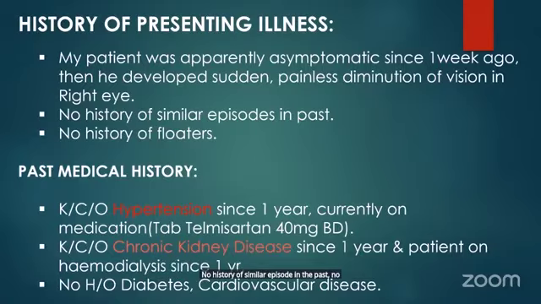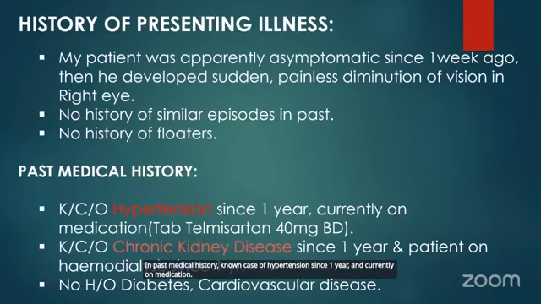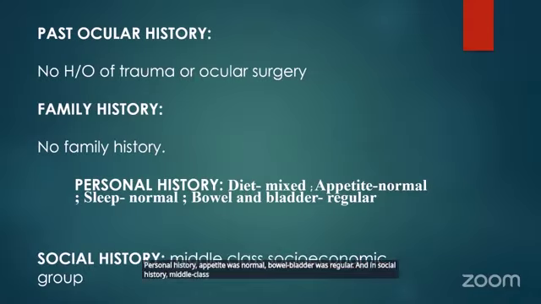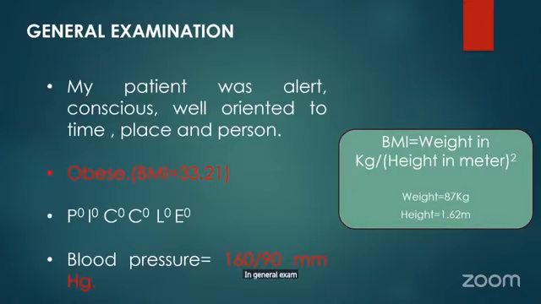No history of floaters. In past medical history, known case of hypertension since 1 year and currently on medication, and known case of chronic kidney disease since 1 year and on hemodialysis since 1 year, and no history of diabetes and cardiovascular disease. In past ocular history, there is no history of trauma or ocular surgery, and there is no family history. In personal history, appetite was normal, bowel and bladder were regular, and in social history, middle class socioeconomic group. In general examination, my patient was alert, conscious, and well oriented to time, place, and person.